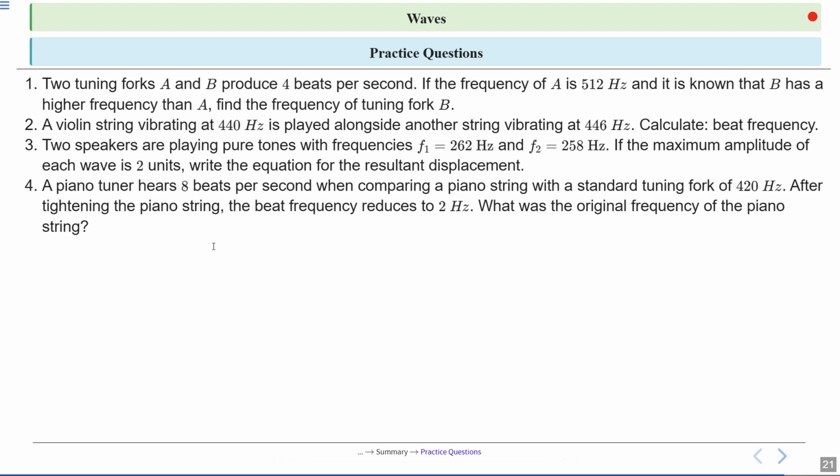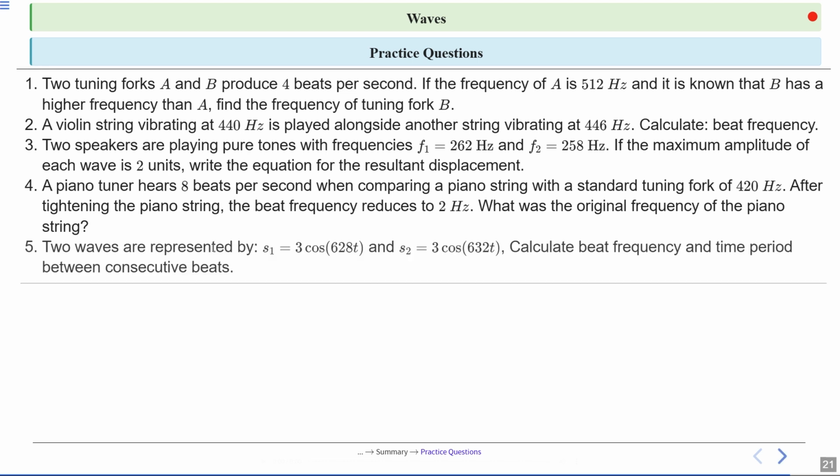A piano tuner hears 8 beats per second when comparing a piano string with a standard tuning fork of 420 Hz. After tightening the piano string, the beat frequency reduces to 2 Hz. What was the original frequency of the piano string? Finally, two waves are represented by S1 equal to 3 cos 628t and S2 equal to 3 cos 632t. Calculate the beat frequency and the time period between consecutive beats.